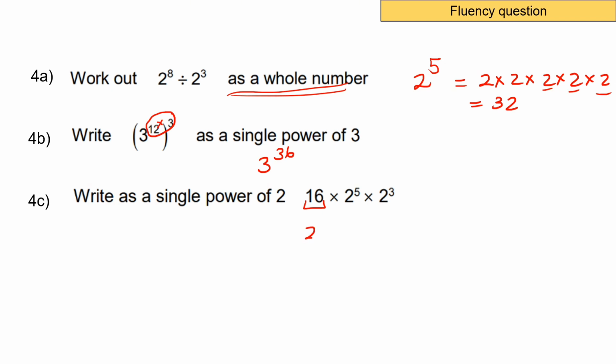2 to the power of something will give us 16. 2 times 2 is 4, 4 times 2 is 8, 8 times 2 is 16, so it's 4 then. 2 to the 4 times 2 to the 5 times 2 to the 3. You add the powers, it's going to become 9, 3, 12. 2 to the power of 12.